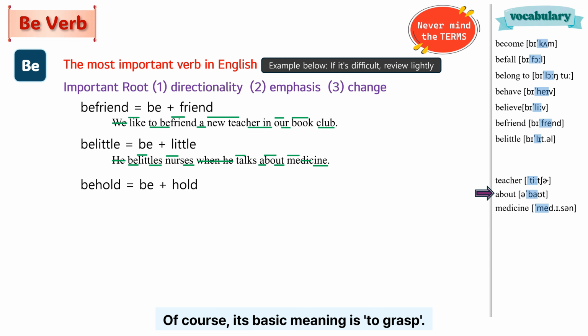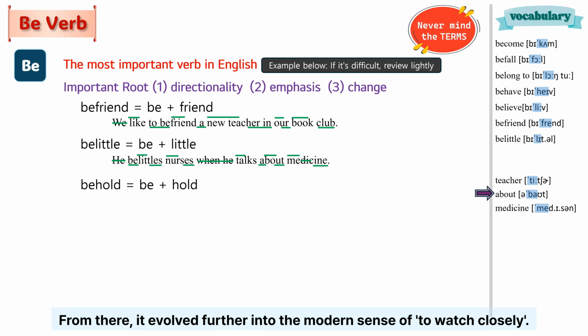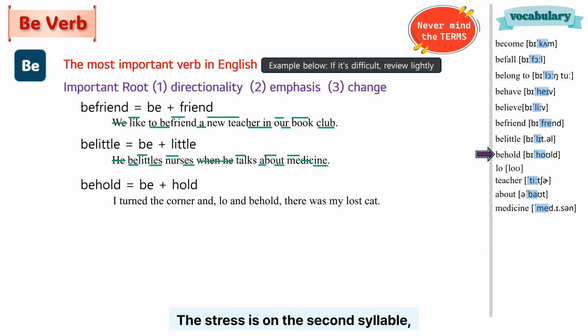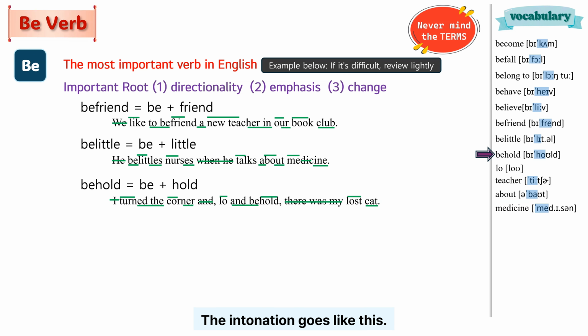Now, hold. Of course, its basic meaning is to grasp. But in literature, the word behold got extended to mean to admire something held in your hands. From there, it evolved further into the modern sense of to watch closely. The stress is on the second syllable, and don't forget, the pronunciation here is not "hold" but "behold" with a longer sound. The intonation goes like this.